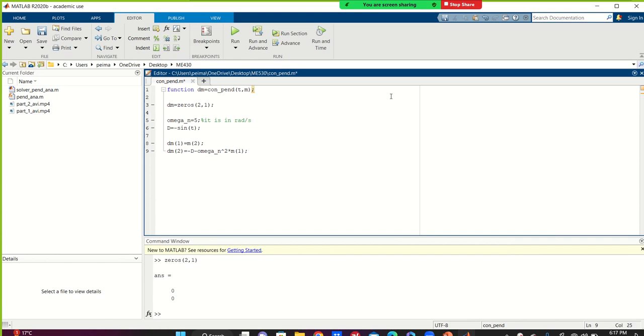Okay, and I'm saving this. Now I have to generate another M file for solving this differential equation. For time, I want to run this simulation from 0 with a step size of 0.01 second to 10 seconds. You know what this does? Look here. Here we go, guys.